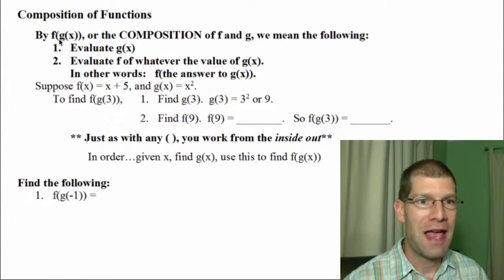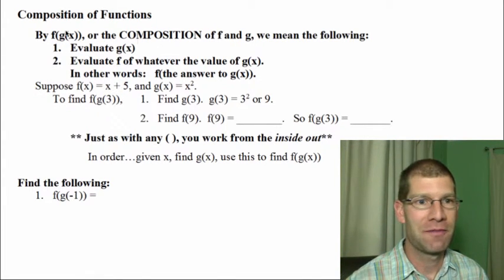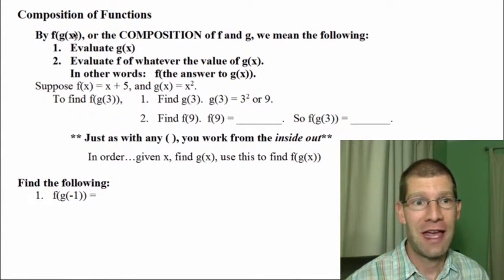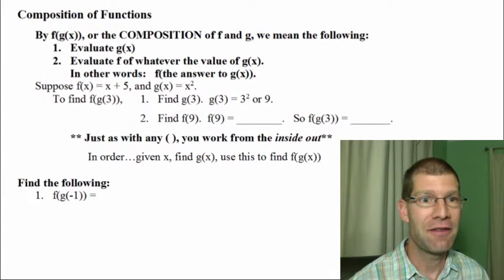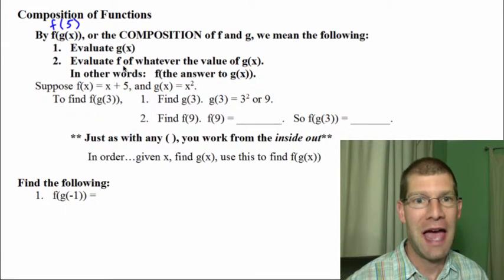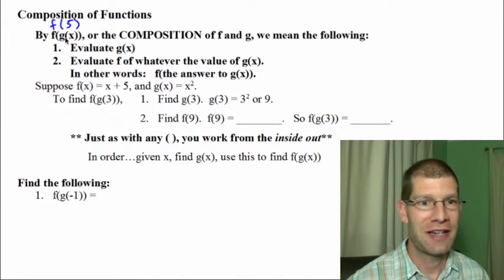By f of g of x, or the composition of f and g, we mean the following. Anytime you have a whole bunch of parentheses, we always start on the inside. So with this f of g of x here, we start with that g of x. You figure out, well, what does g of x equal? And once you figure that out, say that equals 5, when we get the answer, now we'd have f of 5. That's what I'm trying to say here. So then evaluate f of whatever the g of x equals. In other words, f of the answer to g of x.